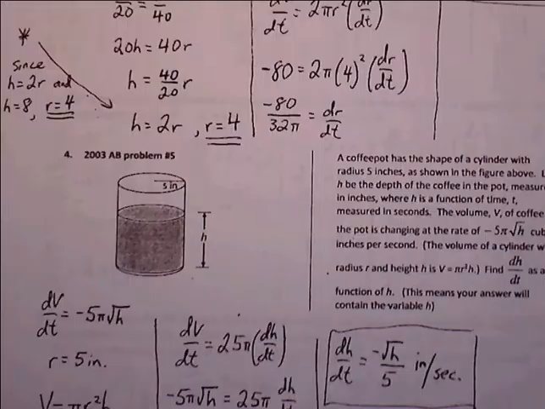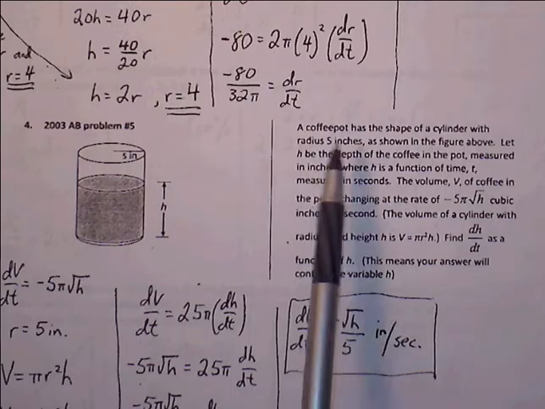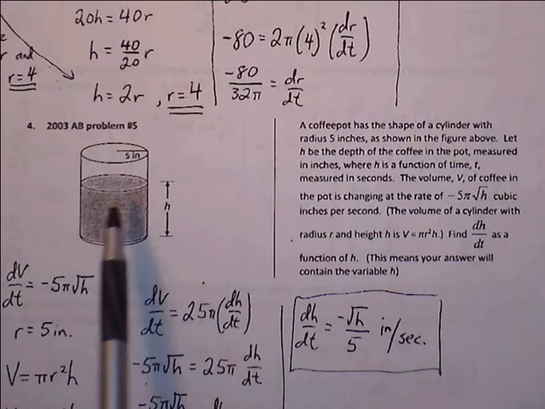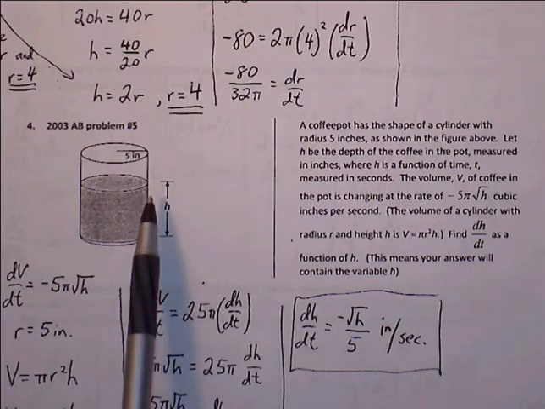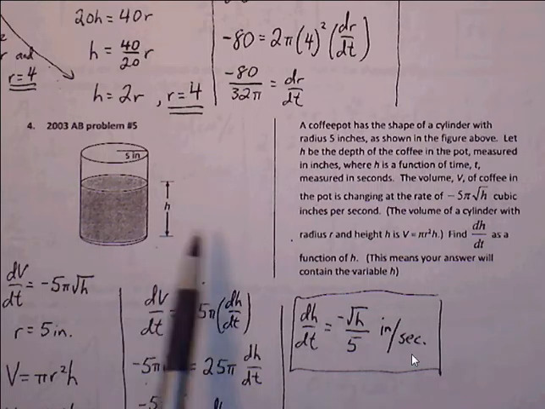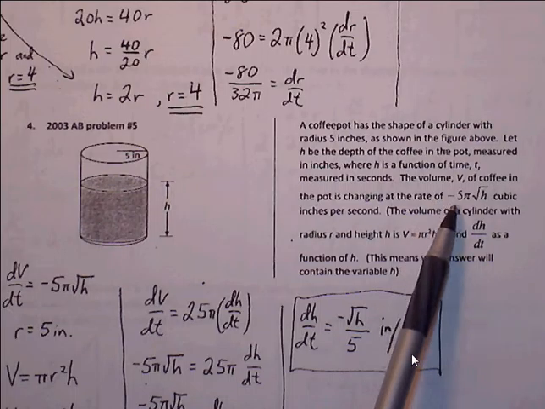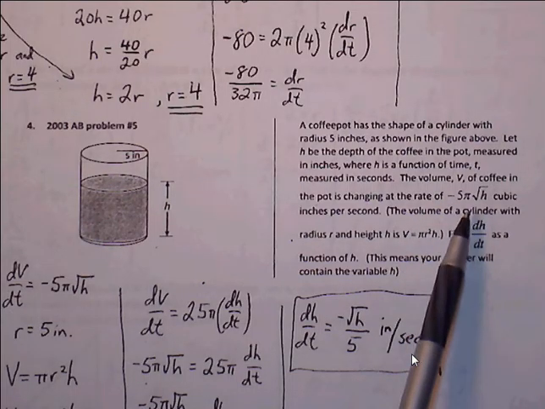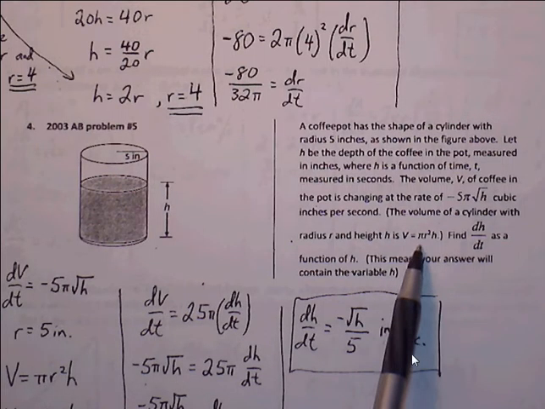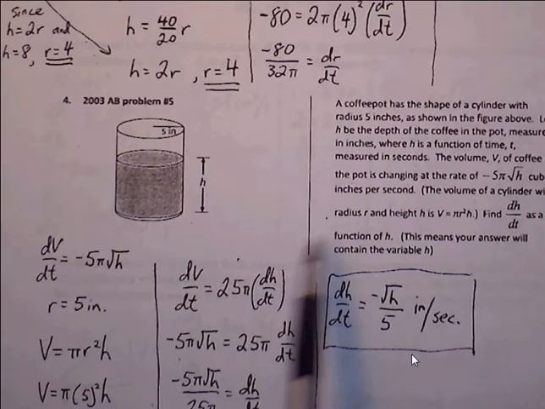Okay, number 4 here. This is a cylinder problem. A coffee pot has the shape of a cylinder with a radius of 5 inches as shown in the figure. Let h be the depth of the coffee in the pot measured in inches, where h is a function of time. The volume V of coffee is given by the rate of -5 pi square root of h cubic inches per second. And the volume of a cylinder is V equals pi r squared h. Find dh/dt.